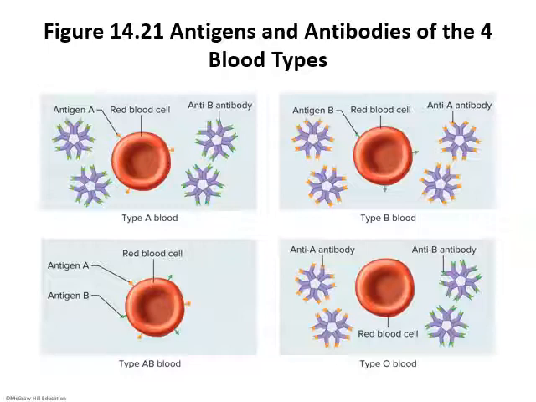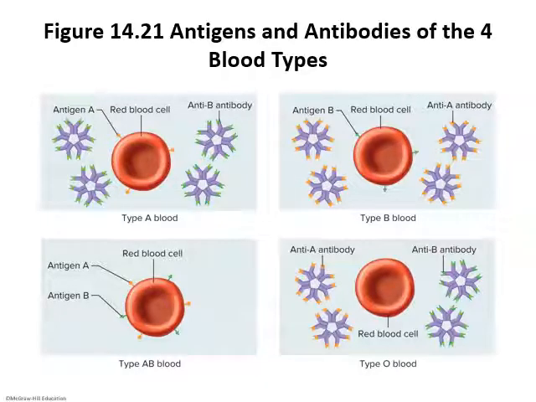Same idea with type B blood. The B antigen is on the surface of the red blood cell, and then we have the anti-A antibody floating around in the plasma, waiting in case the person's given type A blood accidentally.